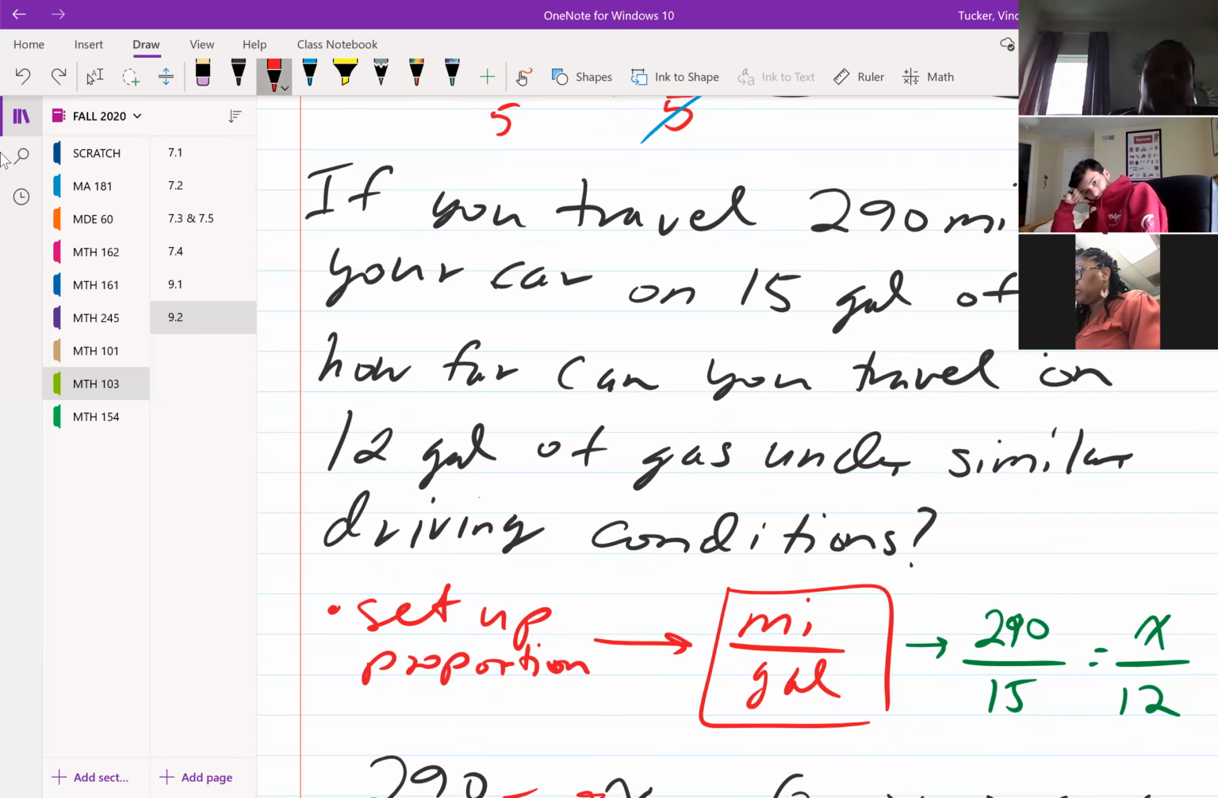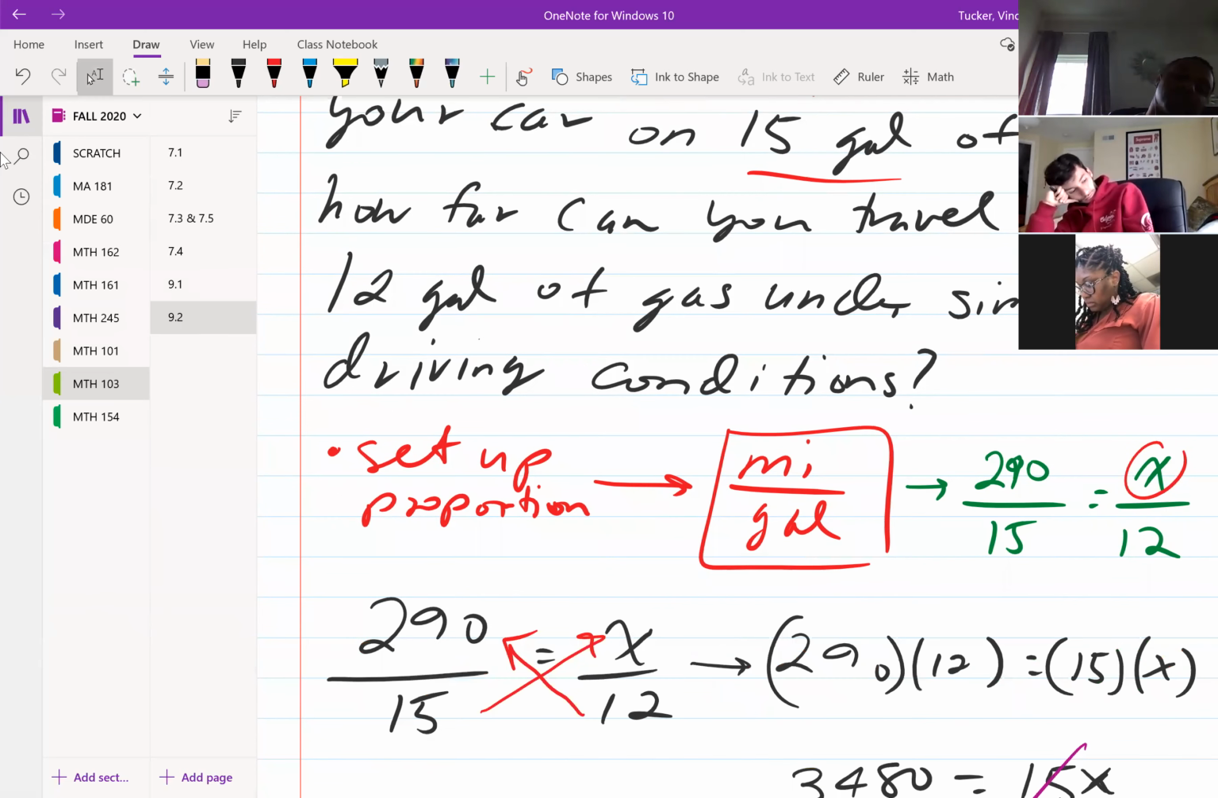And my first relationship is 290 miles over 15 gallons. I'll set that equal to, it says how far can you travel? So that means my unknown is X, my mileage is X, and I place that X over 12 because I want to know how far I can travel on 12 gallons of gas. So cross multiply: take your 12 up to the 290, take your 15 up to the X.